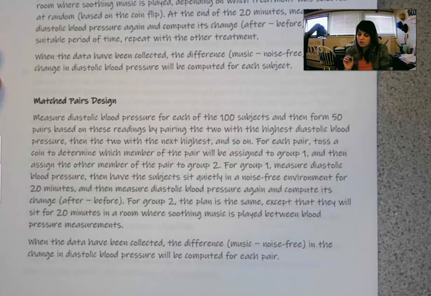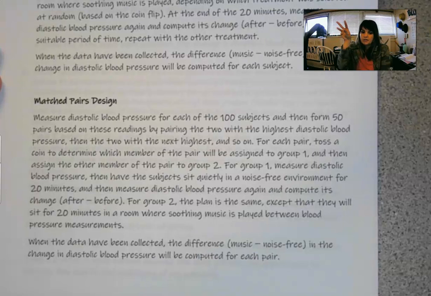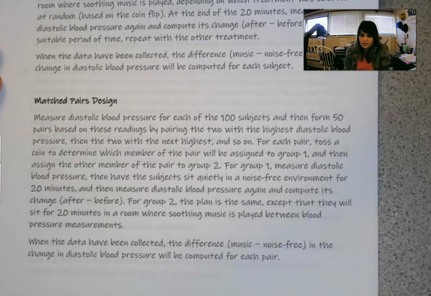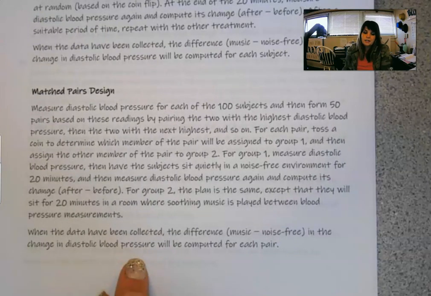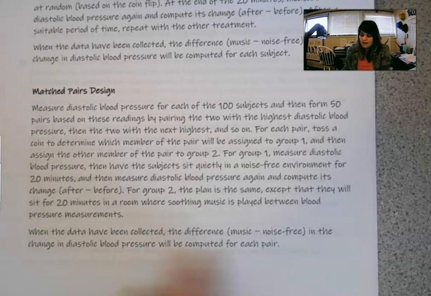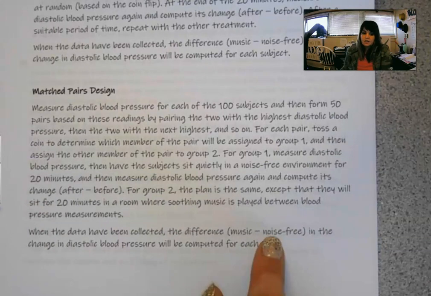It's the listening to music. So I'm going to order them by blood pressure, and then I'm going to pair them: the lowest blood pressure, the next lowest, the next lowest, the next lowest. And then within each pair, I will assign one to listening to music and the other one to not listening. And then down here at the bottom, notice you have to put in, when the data have been collected, the difference in the change in blood pressure will be computed for each pair.